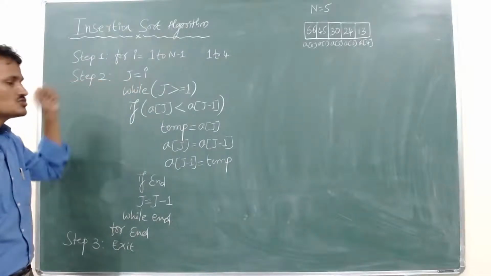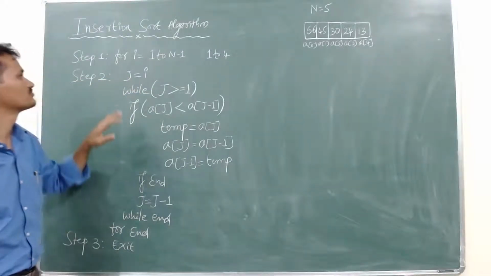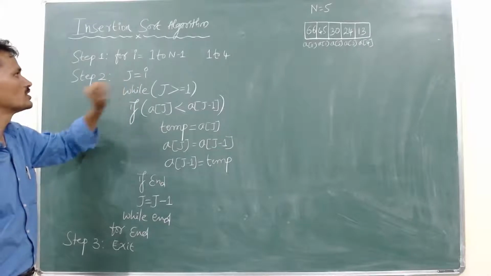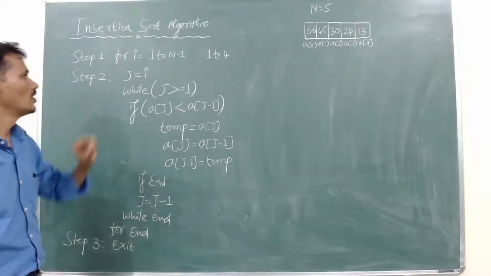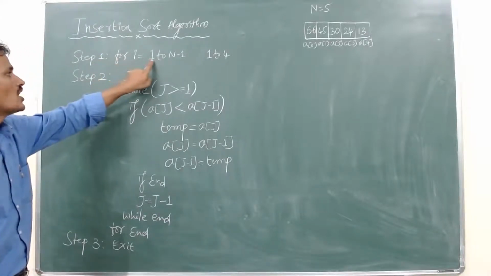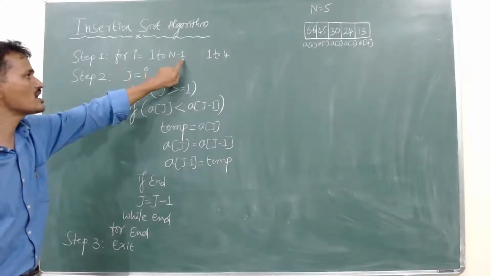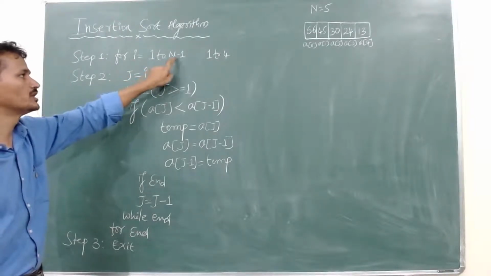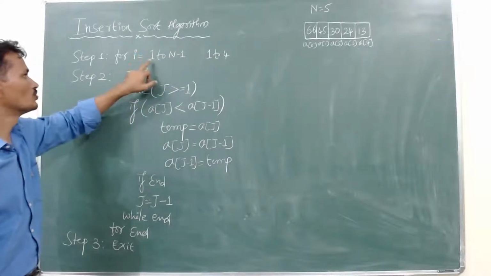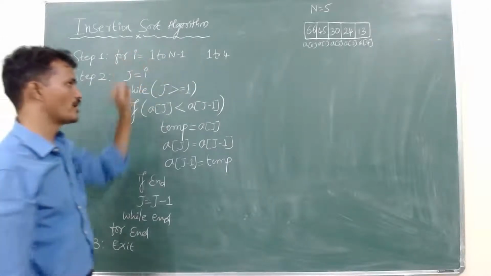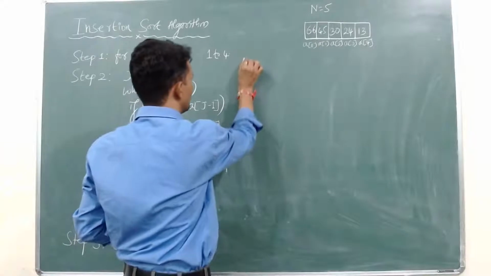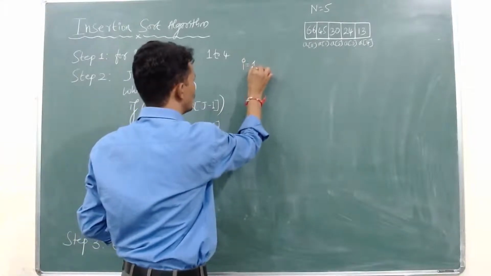Next, we'll move on to step 2. J is equal to I. What is the value assigned to I? 1. I goes from 1 to n minus 1, n is 5, 5 minus 1 is 4. So what is the value of I now? 1. We must remember that the value of I is 1.